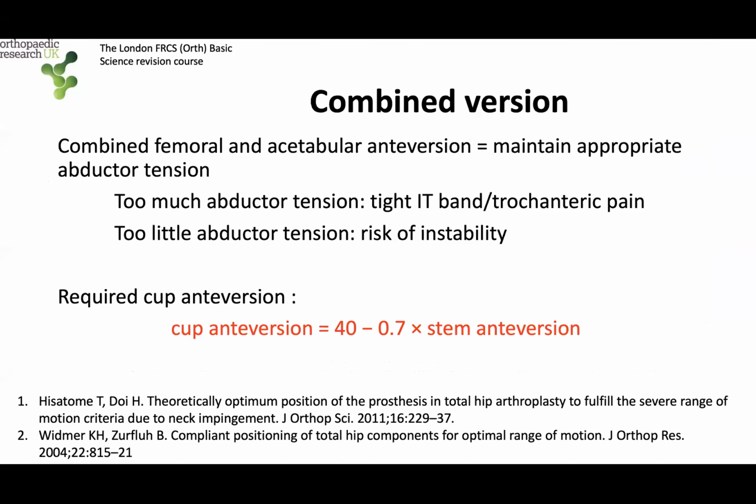So the key thing in all of this is it is not just one or the other, but it is your combined femoral and acetabular anteversion, which helps maintain your appropriate abductor tension. If you've got too tight an abductor, you will get a tight iliotibial band and trochanteric pain and tight abductors. If there's too little abductor tension, you get instability, okay?